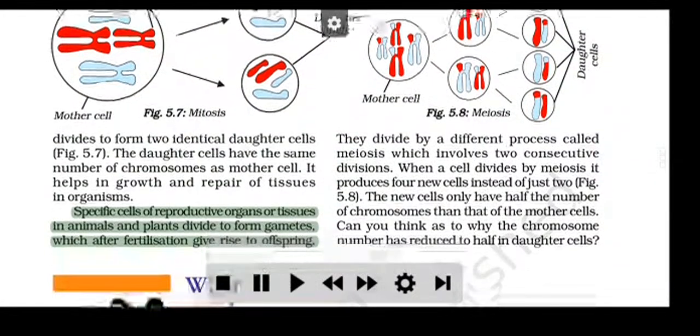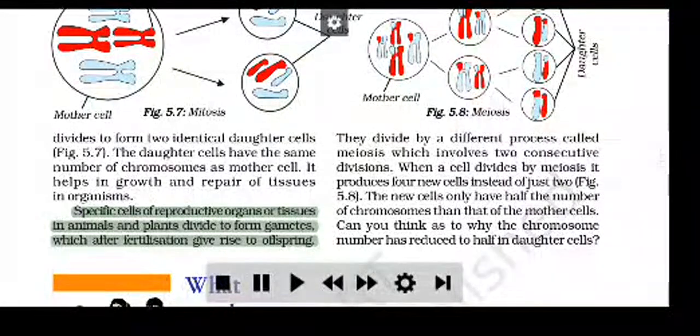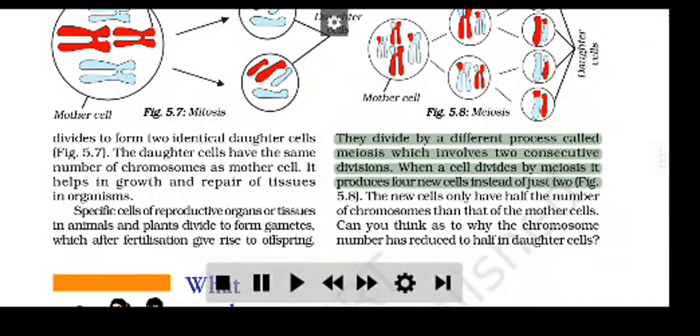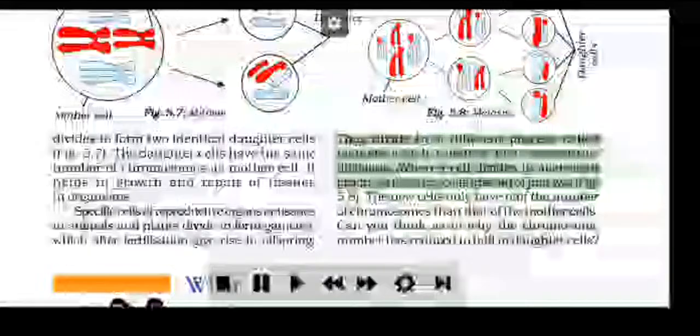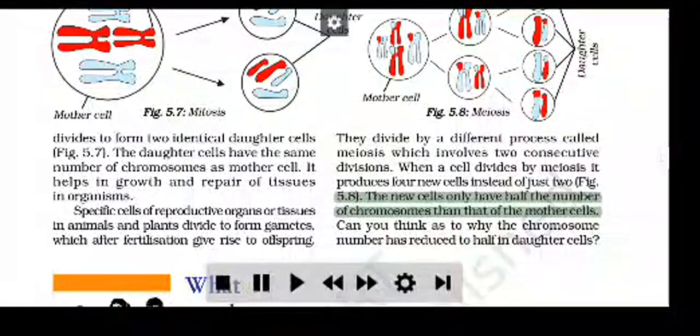Specific cells of reproductive organs or tissues in animals and plants divide to form gametes, which after fertilization give rise to offspring. They divide by a different process called meiosis, which involves 2 consecutive divisions. When a cell divides by meiosis, it produces 4 new cells instead of just 2. The new cells only have half the number of chromosomes than that of the mother cells. Can you think as to why the chromosome number has reduced to half in daughter cells?